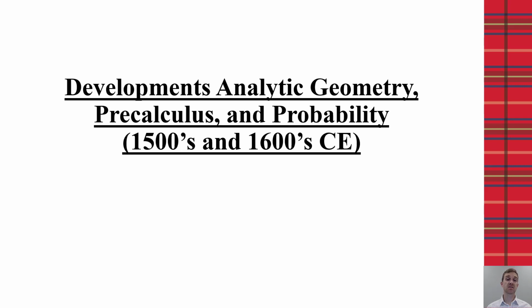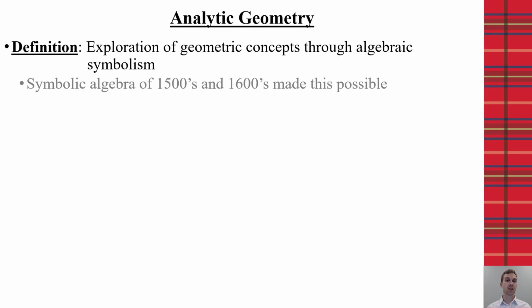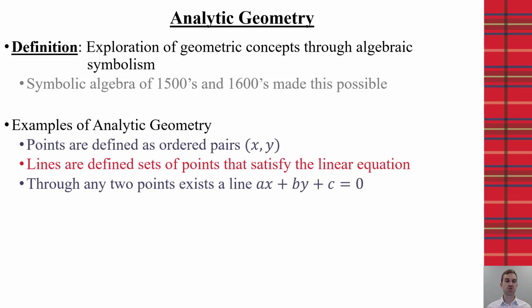In this video, we'll discuss the developments of analytic geometry, precalculus, and probability in the 1500s and 1600s. Now, analytic geometry represents the use of algebraic symbolism to help us understand geometric concepts. And this took off during that time because symbolic algebra became more prominent during this time. Without that, we can't do analytic geometry.